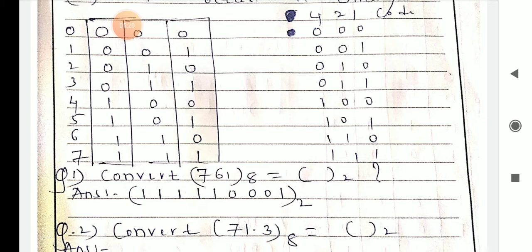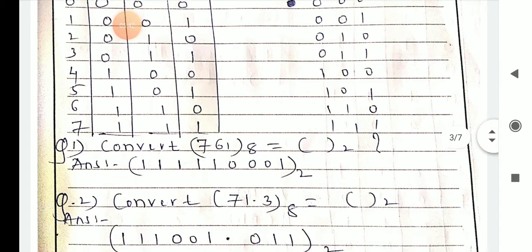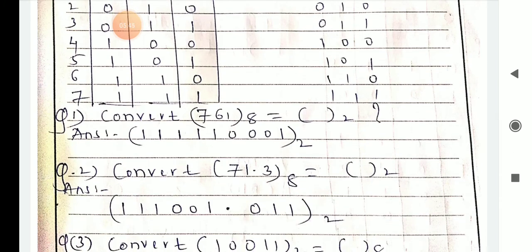The next number is 6. In the table, the binary conversion of 6 is 110, so you write 110. After that you have 1, and from the table 1 is 001. So that is the answer for the octal into binary conversion of 761. Without a decimal point, we have taken the first example. Next we will convert the second example, 71.3 to the base 8, into binary.